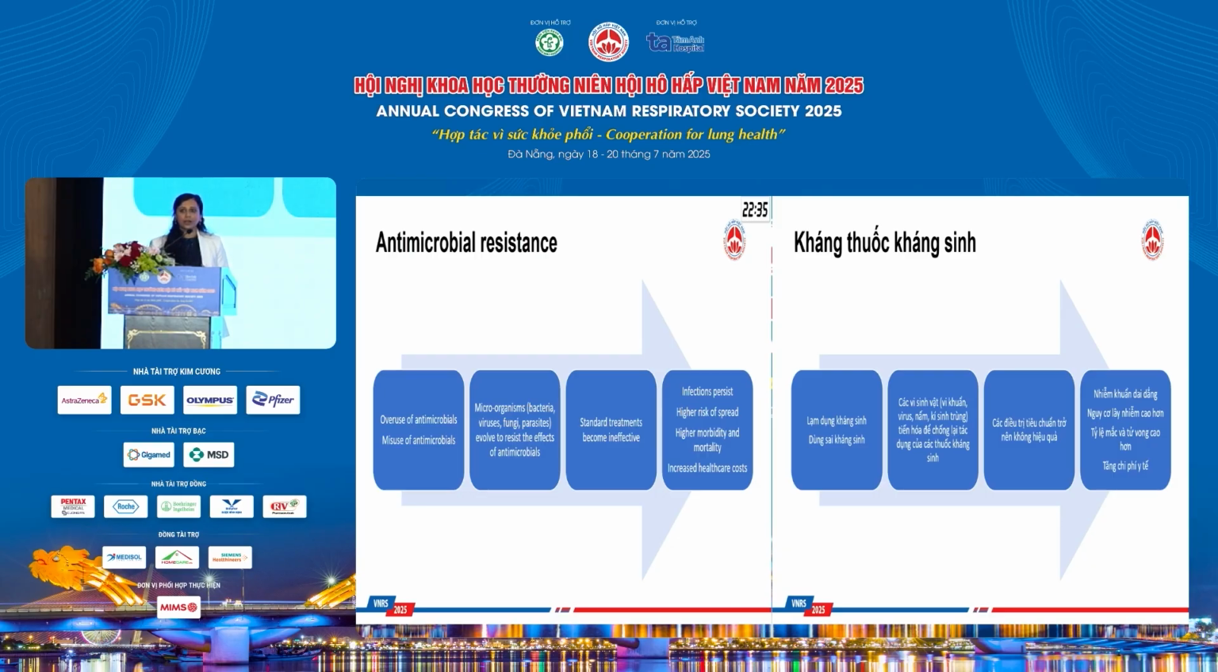The way they do this is by developing new genes of resistance. They are also developing efflux pumps. They are developing biofilms, and all of these are the ways that microorganisms now are able to resist the antibiotics. What happens? Standard treatments become ineffective, and then the infections persist. There's higher risk of spread, higher morbidity, higher mortality, and inevitably also costs more for the healthcare.